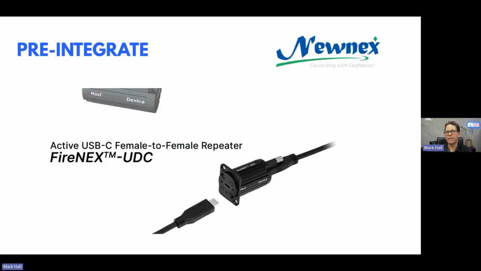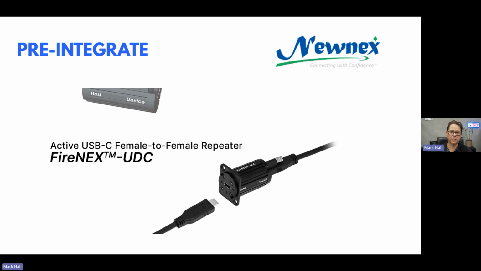Lastly, we'll probably have our new NEX products on display. We'll be having the USB-C female to female repeater on display. This boosts USB 3.2 Gen 2 signals up to a 10 gig data rate. And we have 2 models.